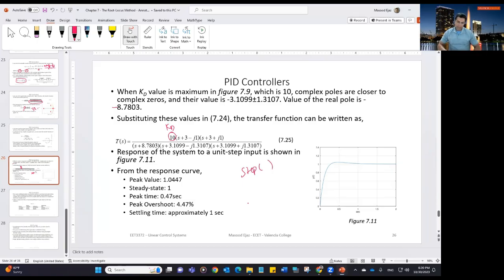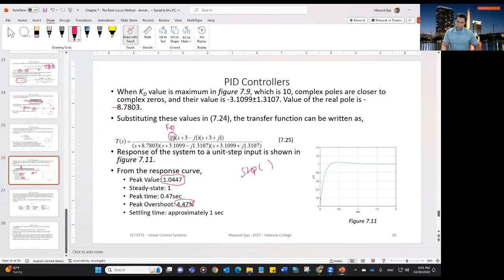And from the step response, I observed that my peak value is 1.0447. My steady state value, remember, is 1. This is for the unit step, basically. Peak time is 0.47 seconds. Overshoot is only 4.47%, and settling time is about 1 second.